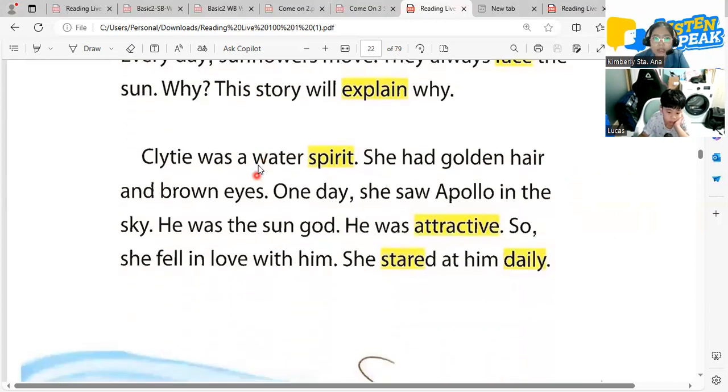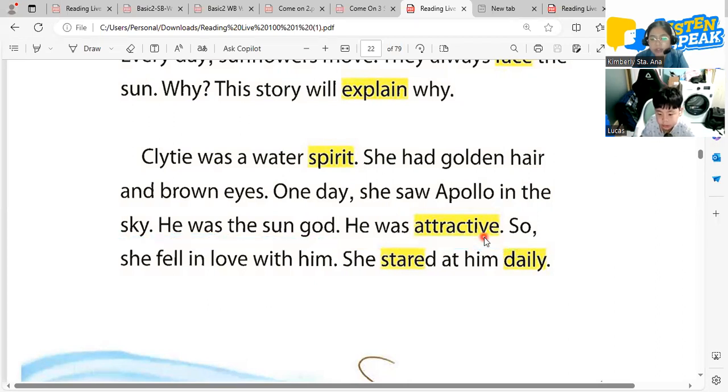Let's see. Okay, Clytie. Clytie was a water spirit. She had golden hair and brown eyes. One day, she saw Apollo in the sky. He was the sun god.